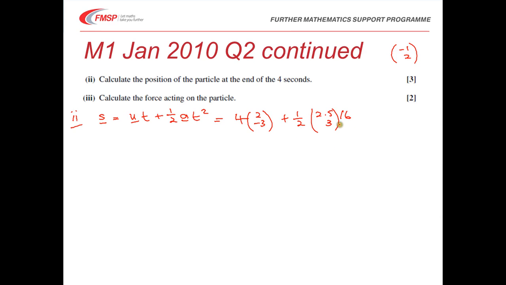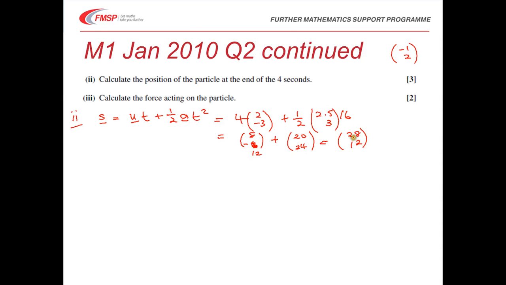So if we work out this vector, we're going to be doing 8 minus 6, minus 12 plus 20, 24. And so that works out to be 28, 12.